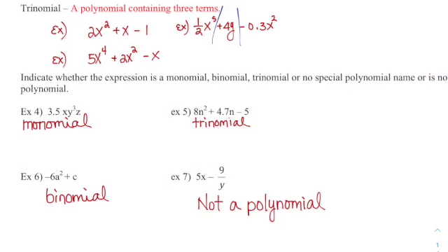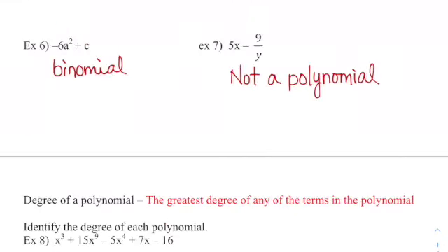For example 4, I have monomial, because we only have 1 term. Example 5, I have trinomial because I have 3 terms, and for example 6, I have binomial because there are 2 terms. Example 7 is not a polynomial because the y is in the denominator.